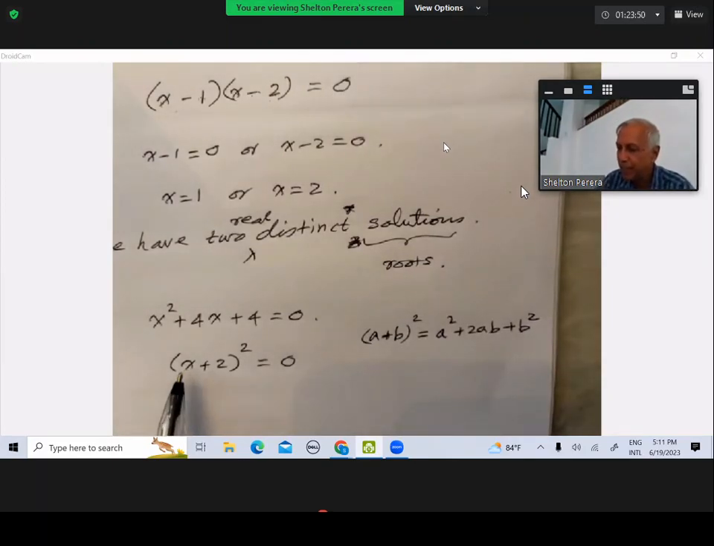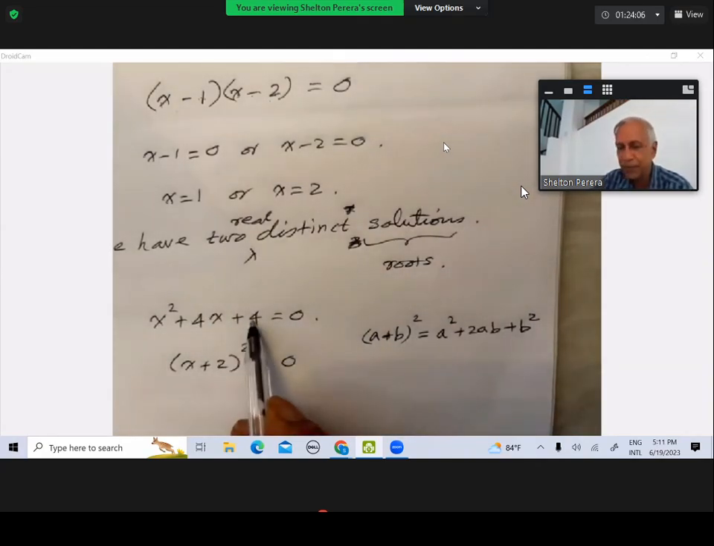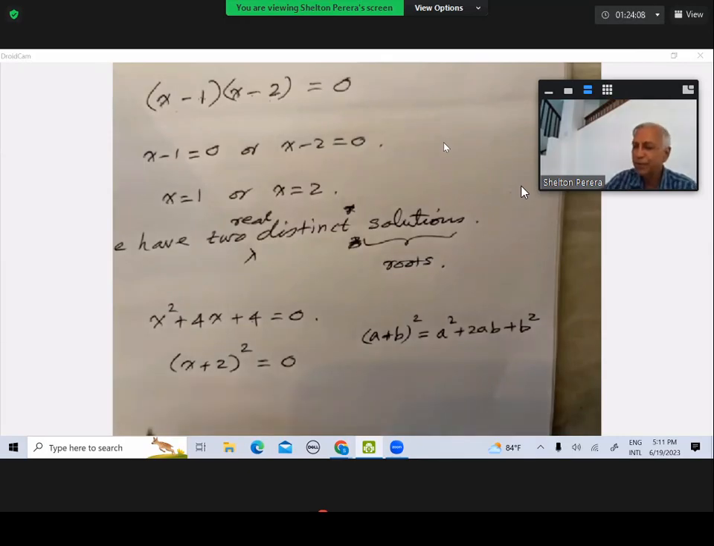Do this and see. First term squared, x squared. Multiply and multiply by 2, 2ab. When you multiply these two, 2x. When you multiply again by 2, you get 4x. Plus last term squared, 2 squared. Or you can just try to factorize. Then you get factors as x plus 2, x plus 2.